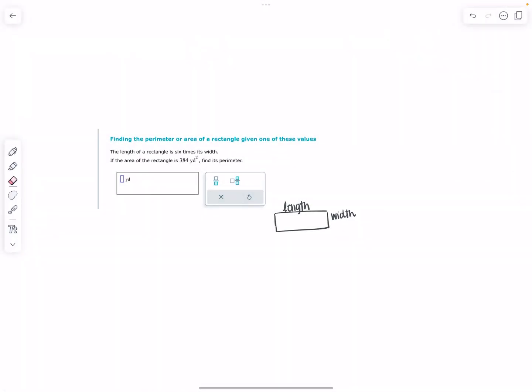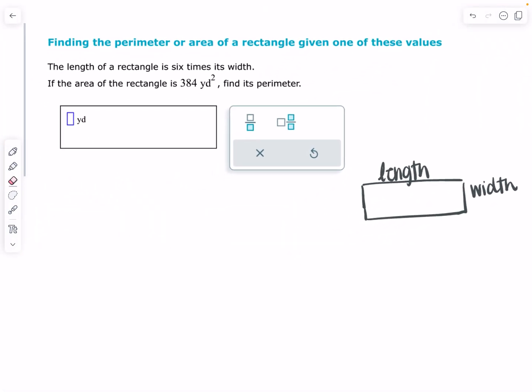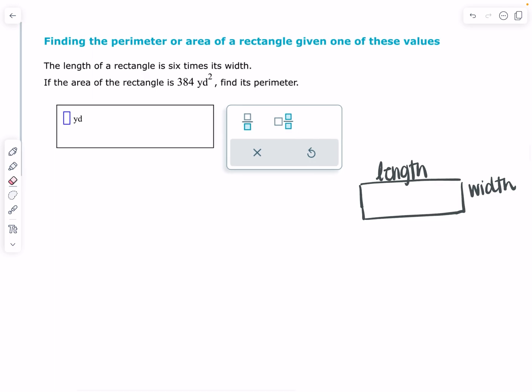Alright guys, so I wanted to make a video with a topic that it seems a lot of people are struggling with. So you'll see the topic at the very top in blue. Find the perimeter or area of a rectangle given one of these values. So here is a sample question out of Alex. It says the length of the rectangle is 6 times the width. If the area of the rectangle is 384 yards squared, find the perimeter.